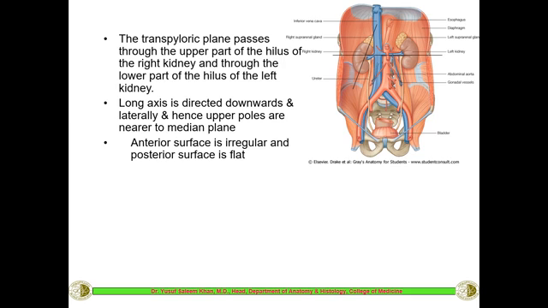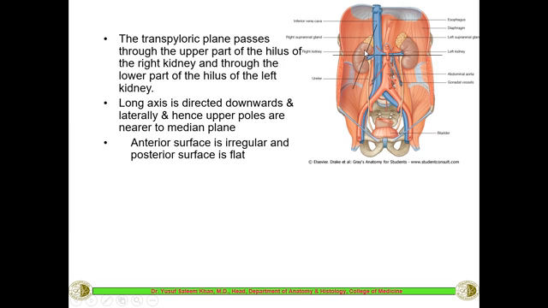And if you compare the surfaces of the kidney, there are two surfaces, the anterior surface as well as the posterior surface. The anterior surface is in relation to the peritoneum and all the organs in the abdomen. So this surface is much more irregular, not smooth. But the posterior surface, which is in contact with the posterior abdominal wall, is much flatter compared to the anterior surface. The posterior surface is flat and smooth compared to the anterior surface, which is irregular and slightly rougher.